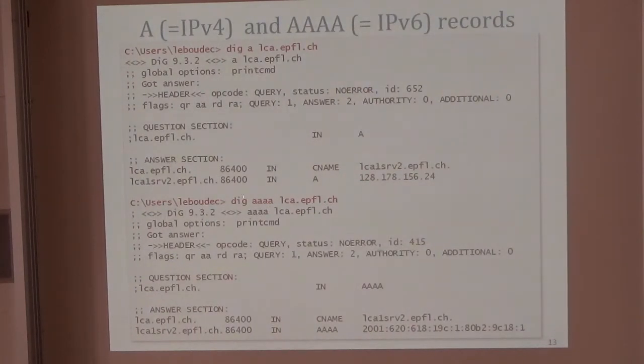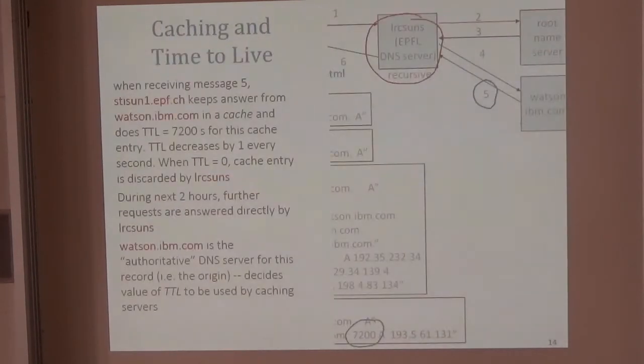If I give the same with quadruple A, that means I will obtain the IPv6 address if it exists. In this case, I will have a similar result. Here is the IPv6 address, as we have known already in the lab for this one here.